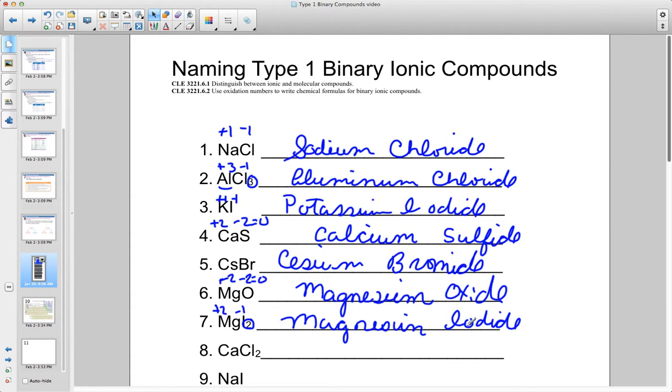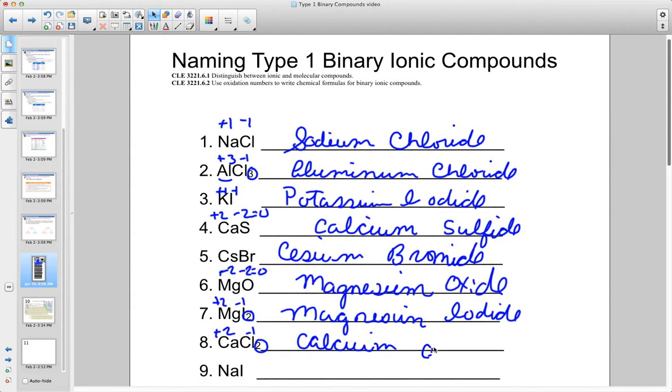Okay? Same with calcium. That's our +2. -1, so it takes 2 of those to equal out. And now you just simply name it calcium chloride.